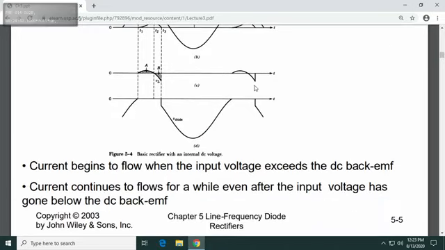So some points here: current begins to flow when the input voltage exceeds the DC back EMF. Current continues to flow for a while even after the input voltage has gone below the DC back EMF. That's what it shows here.